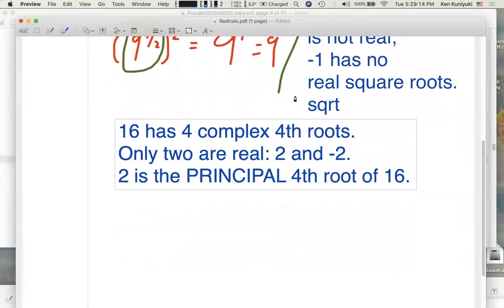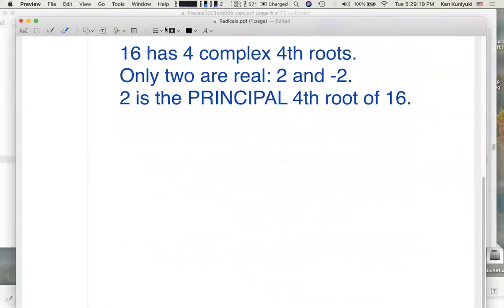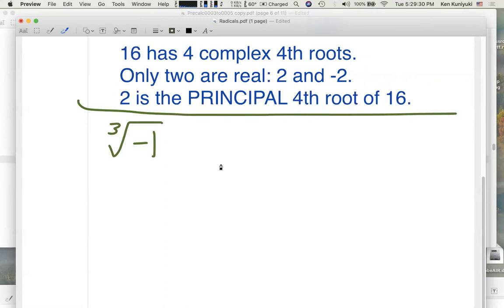Okay. If you don't see that, let's do another example. Okay, let's see here. What is the cube root of -1? The cube root of -1. Well, the cube of what real number is -1? There's only one real number whose cube is -1. His name is -1. So the principal cube root of -1 is -1.